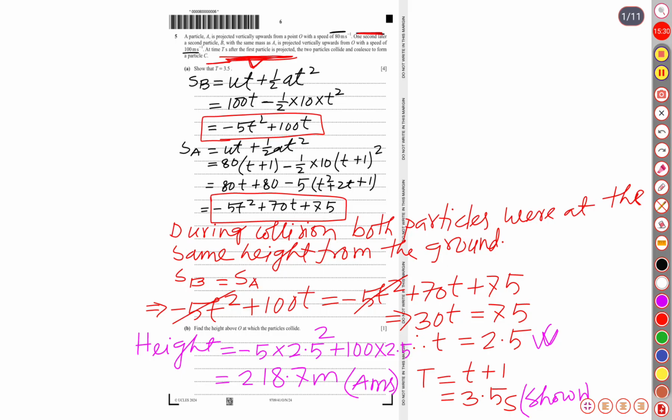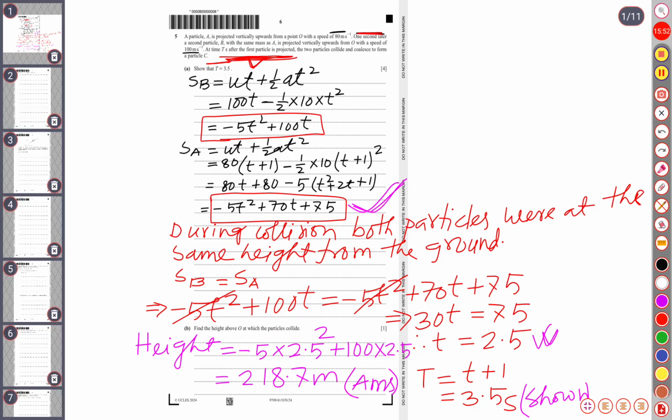If you assume the height, why did we apply the height of particle B, why not A? Actually, it's all the same because both of them collided at the same height. If you apply this equation, you must get the same value. Okay, so let's move on to the next question.